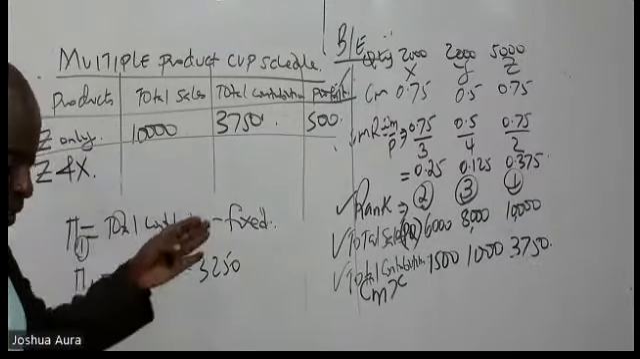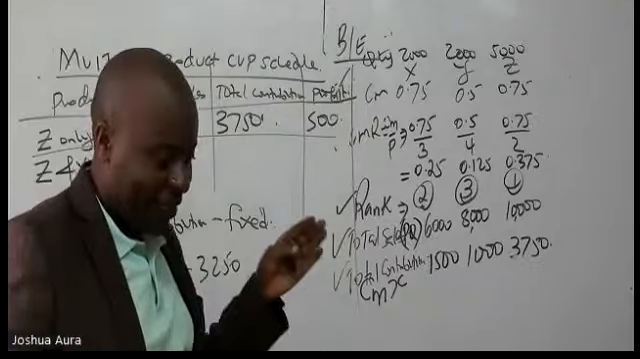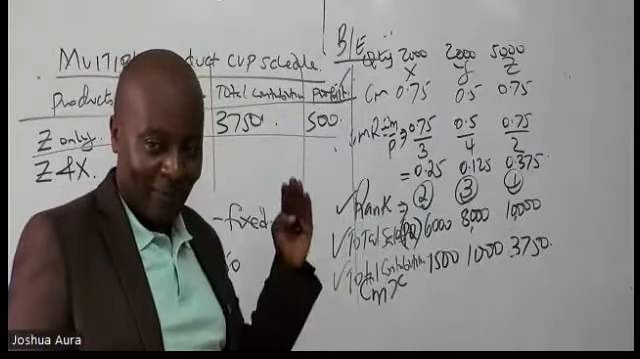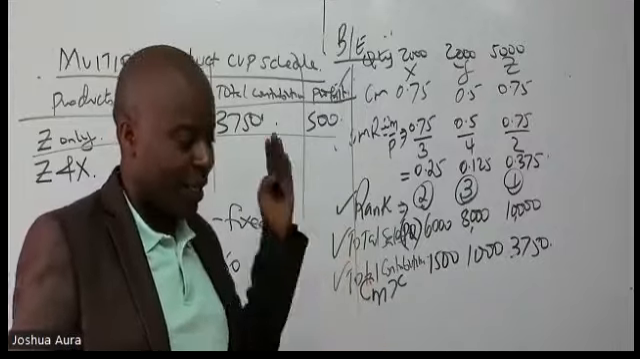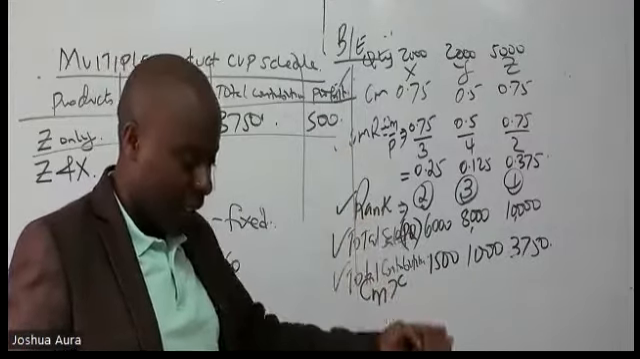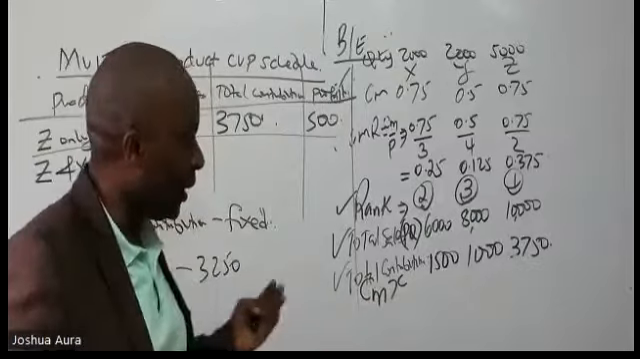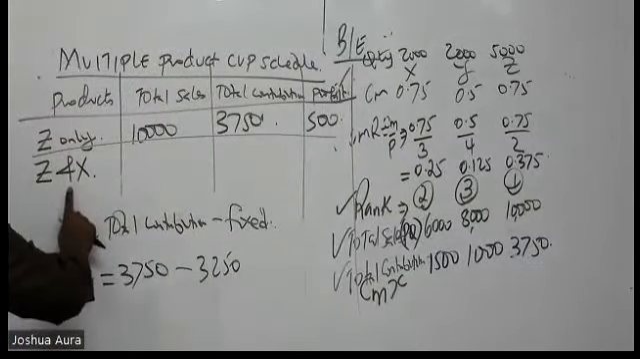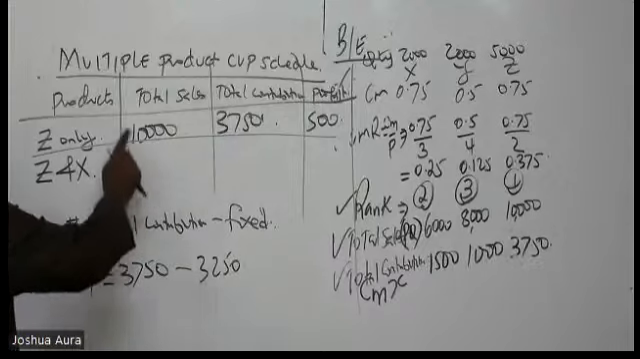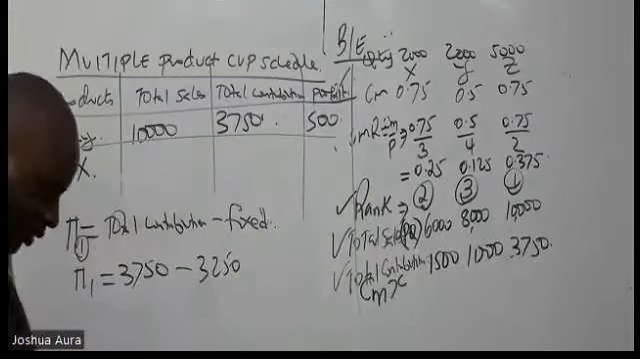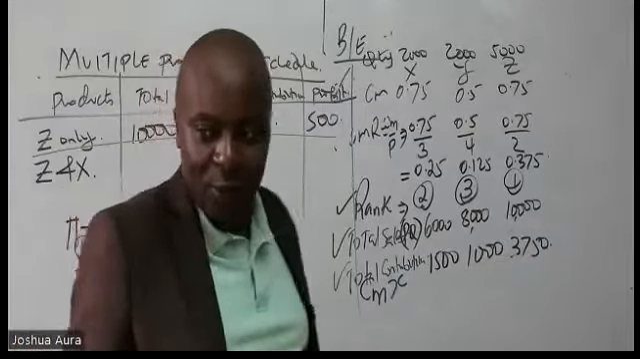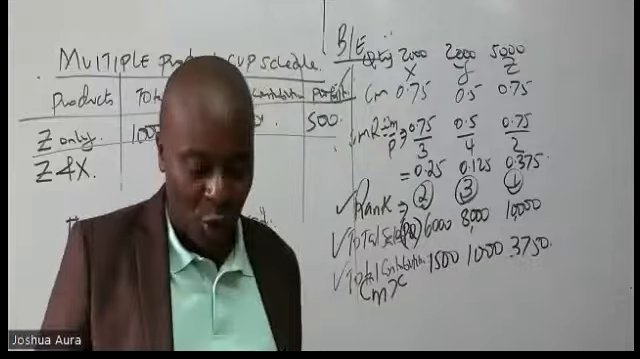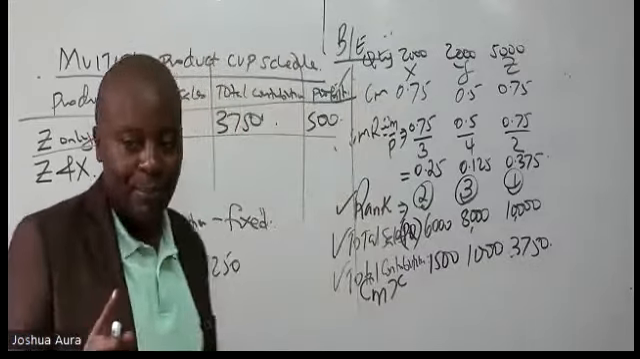You start with the best ranked alone. Second scenario, you take best ranked with second ranked. Third scenario, best ranked, second ranked, and third ranked, etc. So now, ladies and gentlemen, if you're to produce Z and X, what total sales will we generate as an organization if we were to produce the two of them?